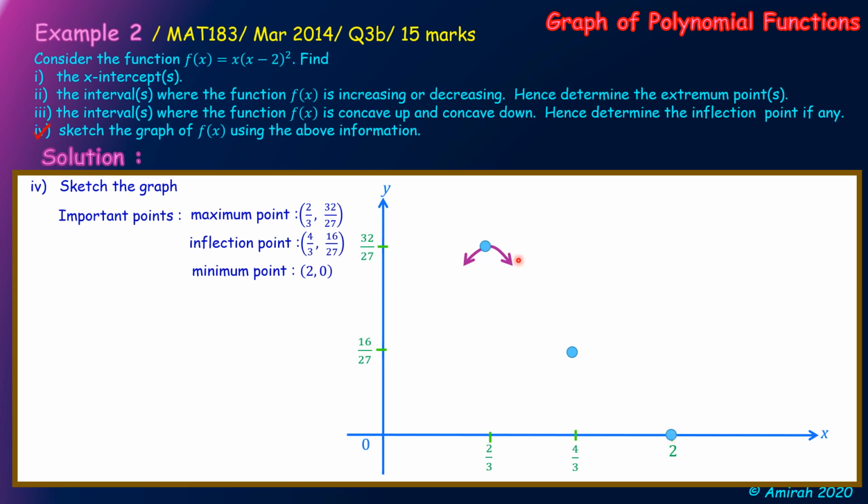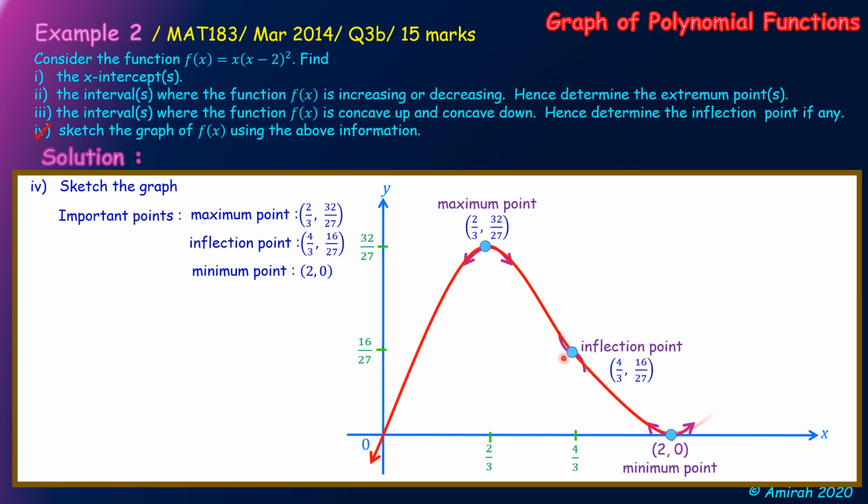And after that, we draw a small maximum curve for the maximum point (2/3, 32/27). Then we draw a small minimum curve for the coordinate (2, 0). And then we draw a small curve representing the inflection. And after that, we join the graph. So this is the graph of f(x) equals x times (x minus 2) squared.